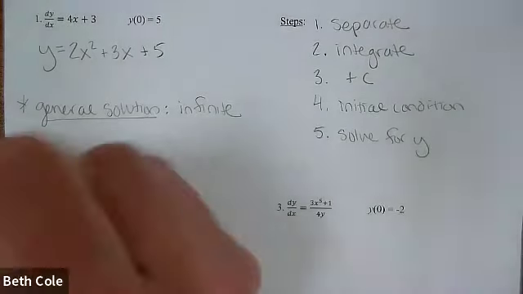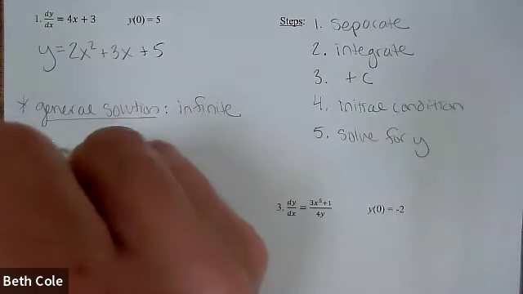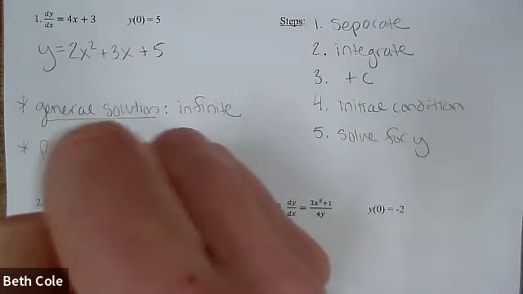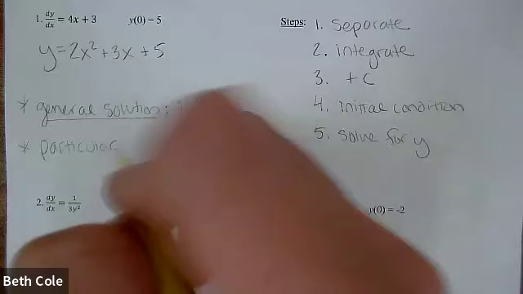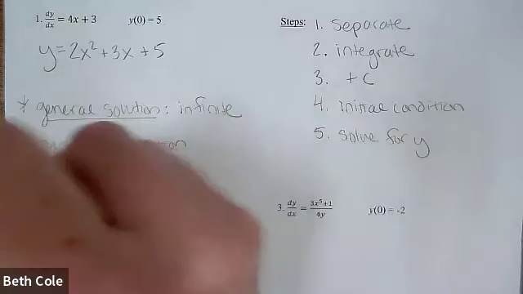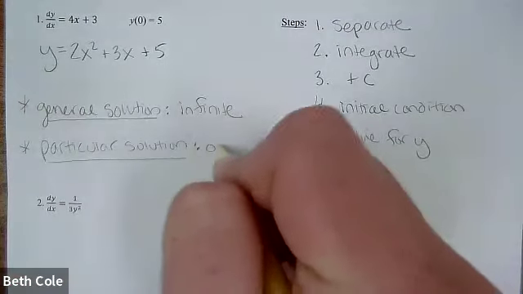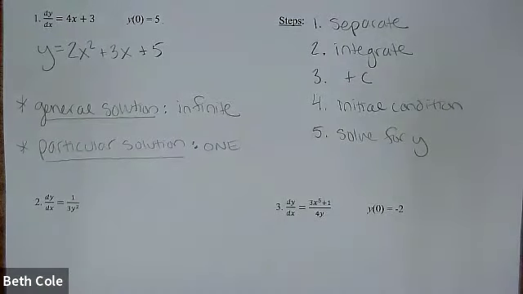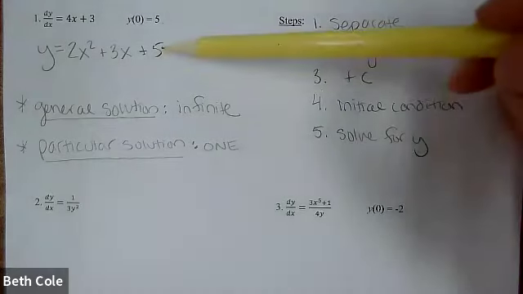And if you have an initial condition, what you're finding is the particular solution, which means only one. That one particular solution for that initial condition. So specifically for that initial condition, you only get one single answer. And so you won't have C anymore. You'll figure out what C equals. Like the one that I just had you do right here. C is 5. How many answers did we get? 1. We got this one answer.